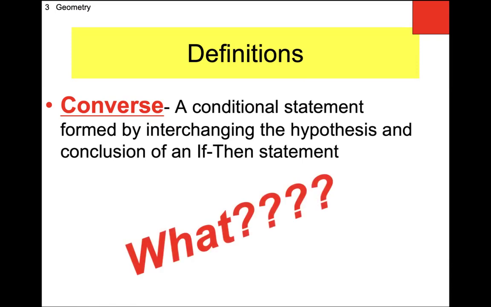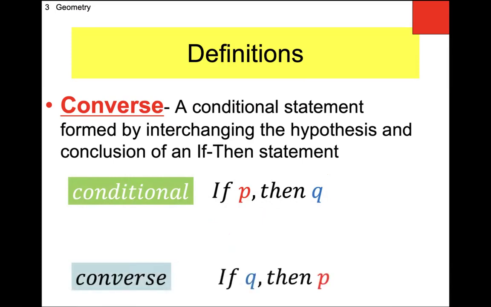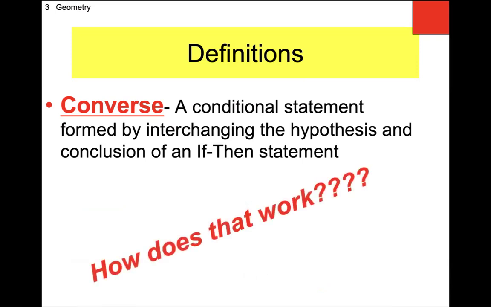All right, so if you need an example, here's your example. If P then Q is a conditional statement. So I'm going to leave the word if in the same spot. I'm going to leave the word then in the same spot. I'm just going to move the P and the Q. So the converse would be if Q then P. Remember, P is the hypothesis and Q is the conclusion. So how does that work?